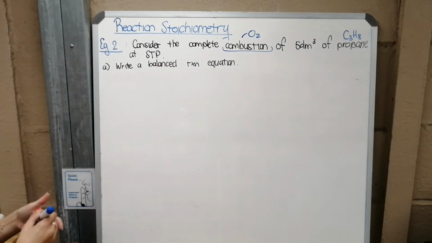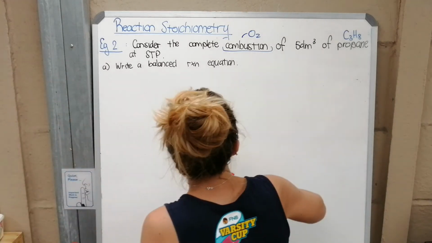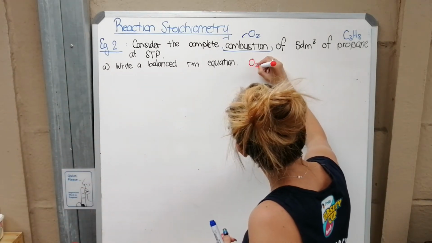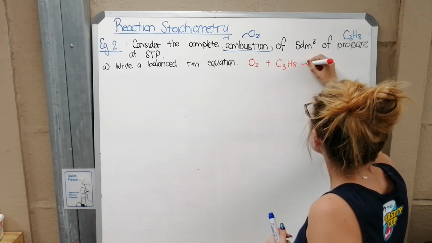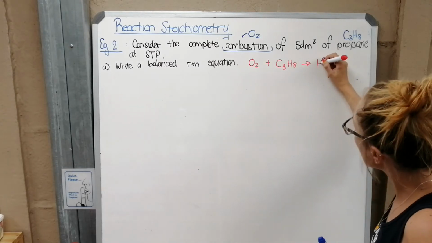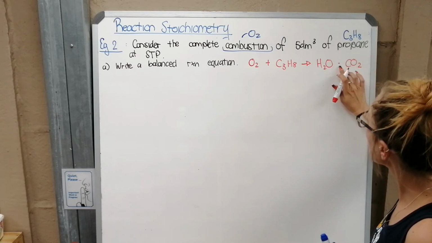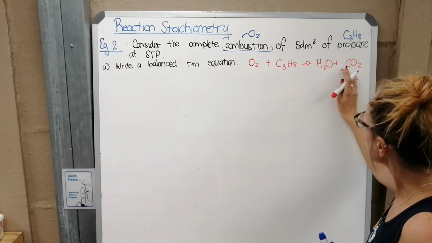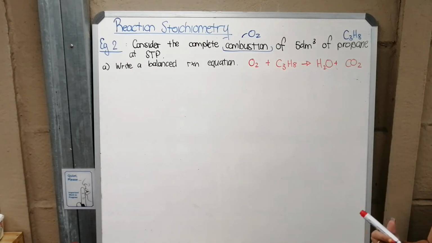So question A, to write a balanced reaction equation, I've basically already given us everything we need here. So we're going O2 plus C3H8, and when we combust, we always have water and carbon dioxide as products. Okay, I'm going to just move that plus a little bit closer there. So notice I've left spaces in front of everything because we don't just need to write the reaction, we have to now also balance it.